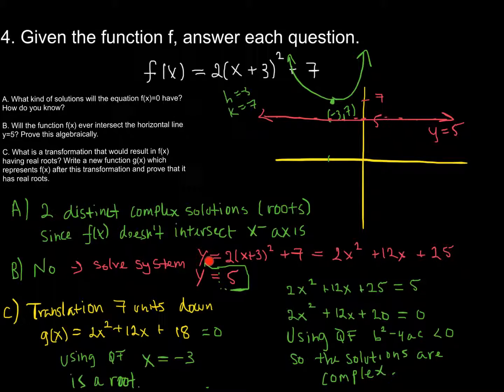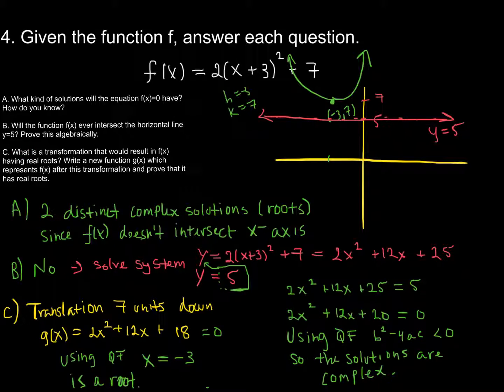So I set y equal to 5 using substitution, and then would go through and solve. Right? So if I go through and I solve, I'm going to end up using the quadratic formula. And in the quadratic formula, I'll notice that the discriminant is less than 0. So the solutions are going to be complex, and that will prove that they will never intersect.